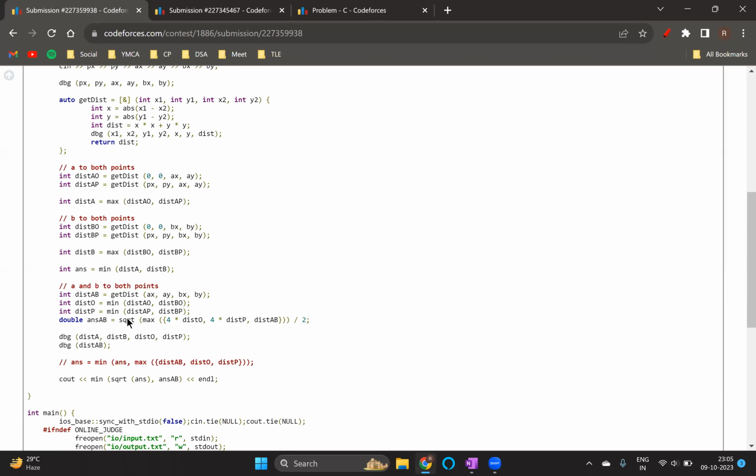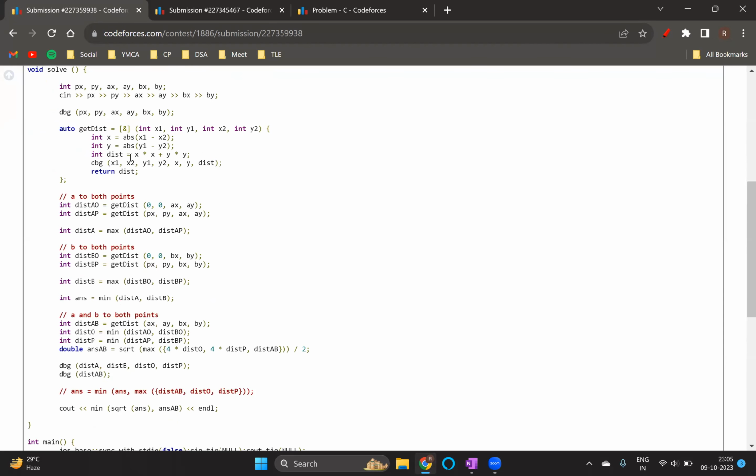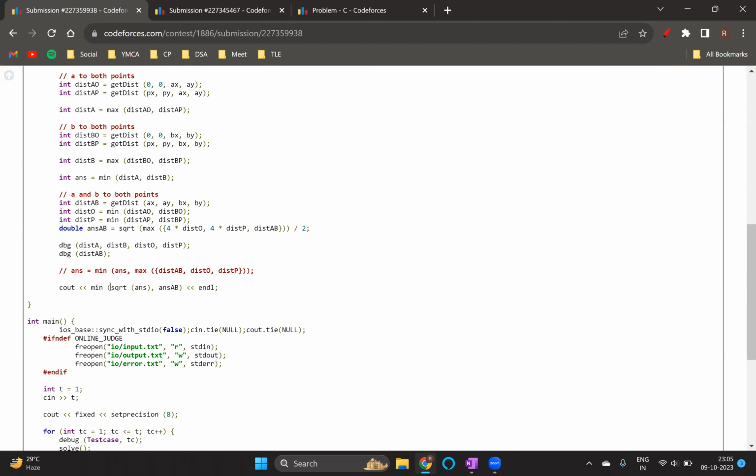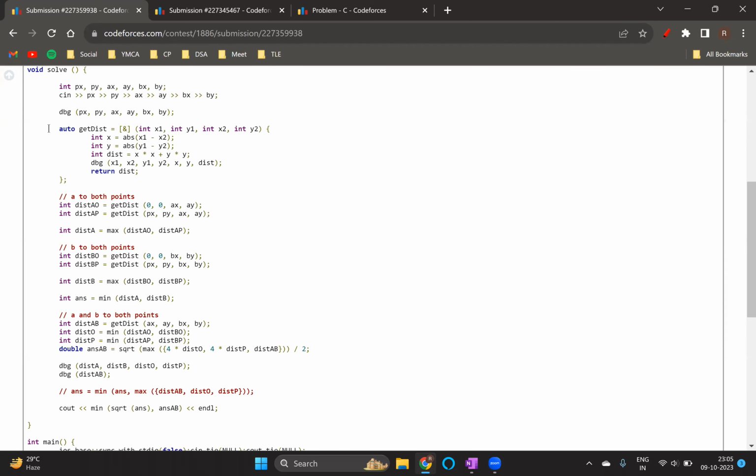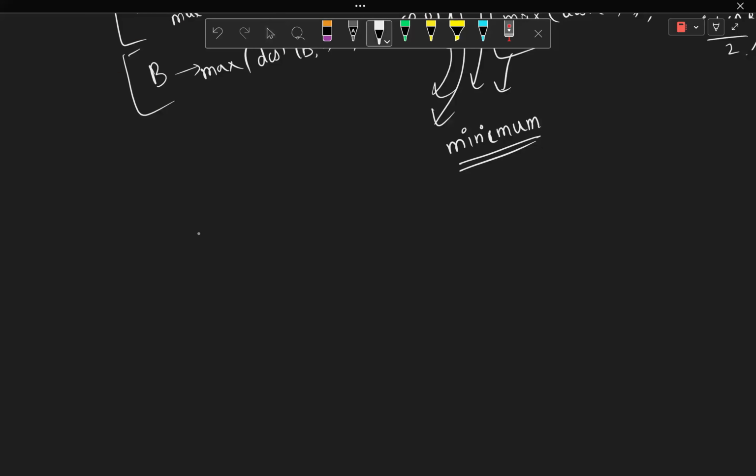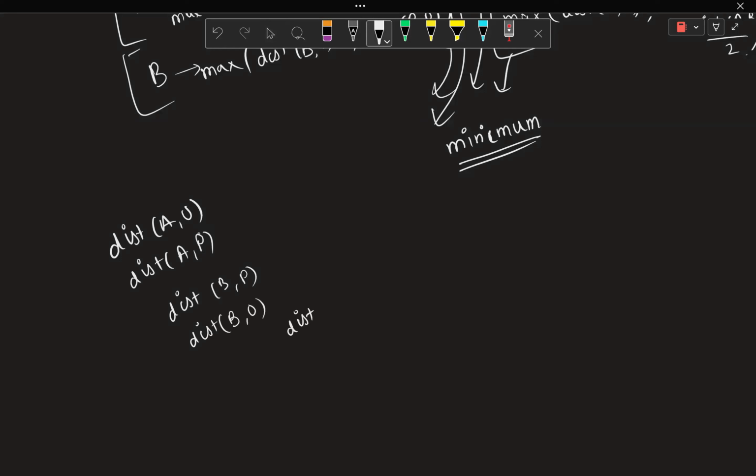My implementation is a little bit complicated, not very complicated, but some people might feel it is, because I try to keep everything in int and later on just take the square root. But the approach which I discussed is the same. What I did was find the distance between everything: A to O, A to P, B to P, B to O, and A to B.